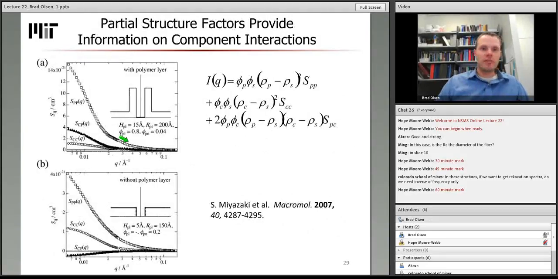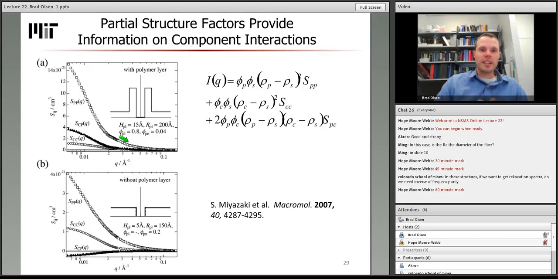All right, so one final topic that I'd like to discuss comes from a second study that followed on this detailed SANS and tensiometry study a few years later by the same group, which illustrates an interesting piece of SANS analysis that can be applied to understanding soft materials.